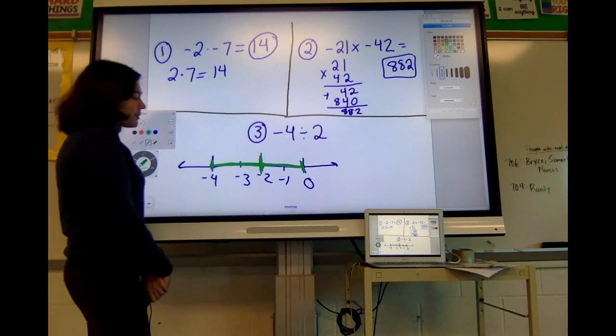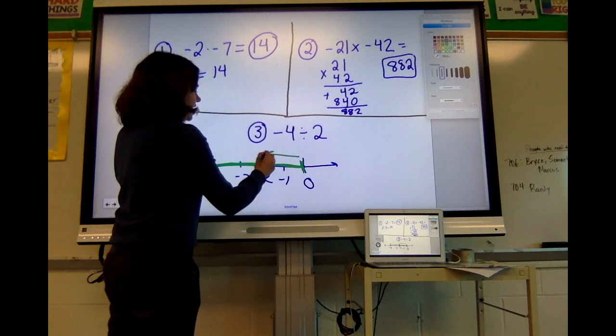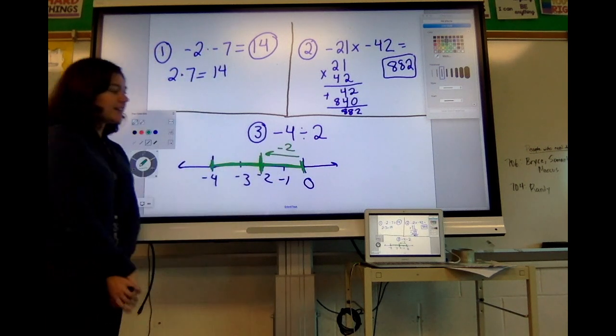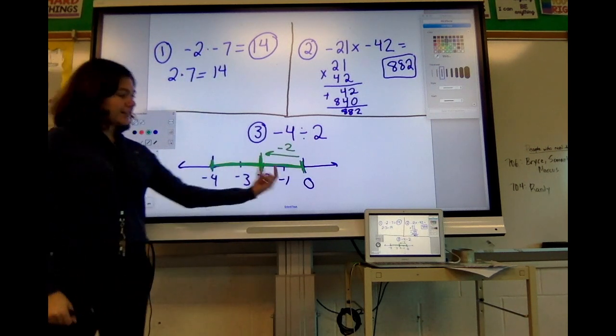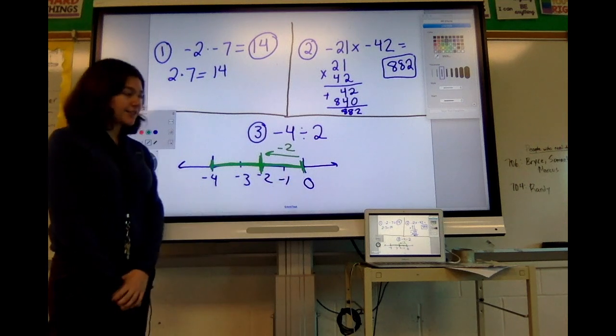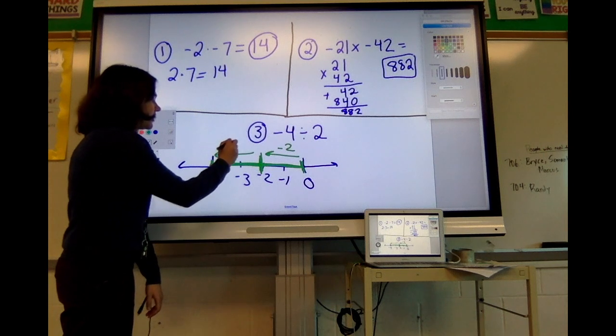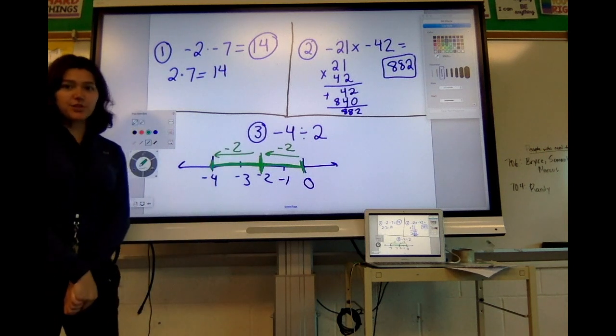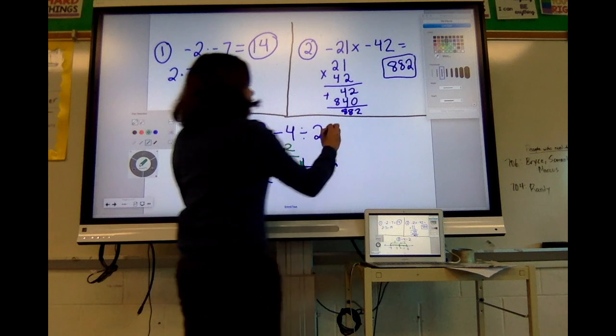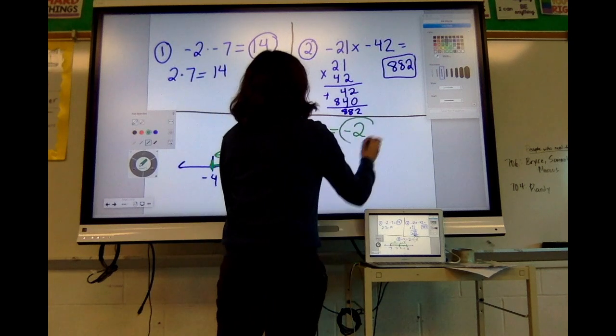And my 2 equal parts have a length of negative 2 each. This one's negative 2, because it's 2 units. The absolute value is 2 units, but we're in the negative direction. And then same thing here. We have another negative 2. So my answer here is negative 2.